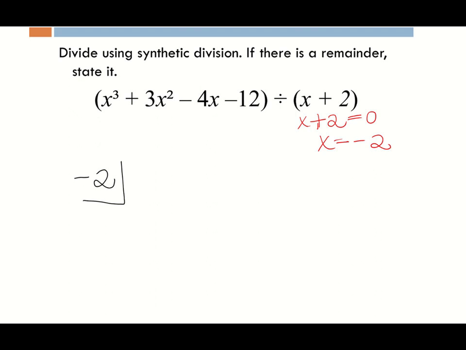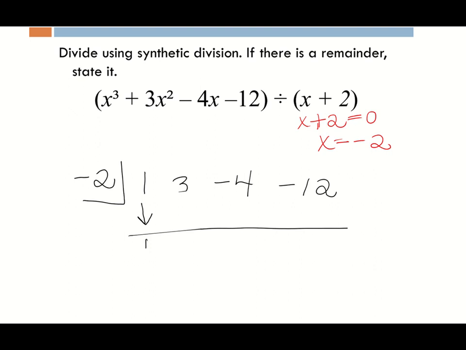And then instead of using all of my terms, I'm only going to use the coefficient, so our number out in front. So x cubed, my coefficient is 1. 3x squared, I have 3. Negative 4x, negative 4. And then minus 12 would be negative 12. So now that I have this, I want to draw a line down here. And I'm only working with numbers now. So I'm going to bring down my first number. I'm going to bring down 1.